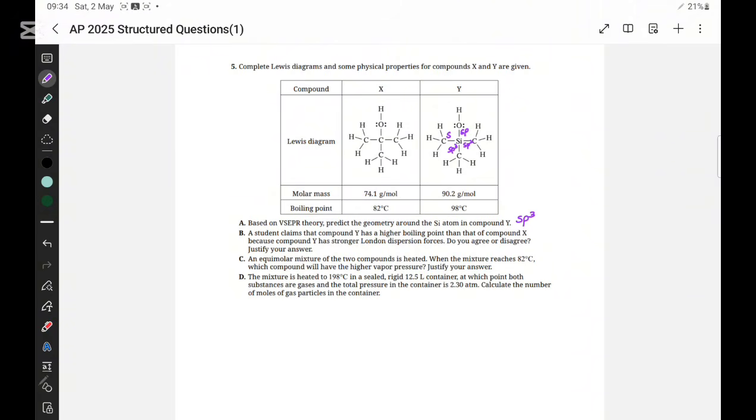A student claims that compound Y has a higher boiling point than compound X because compound Y has stronger London dispersion forces. The only difference between them is silicon here and carbon there. Carbon is 2,4, and silicon is 2,8,4. So the first shell has 2 electrons, the second has 4 electrons, and here the first has 2 electrons, the second has 8, and the last one has 4 electrons. So silicon has more shells: it has 3 shells, and carbon has 2 shells.